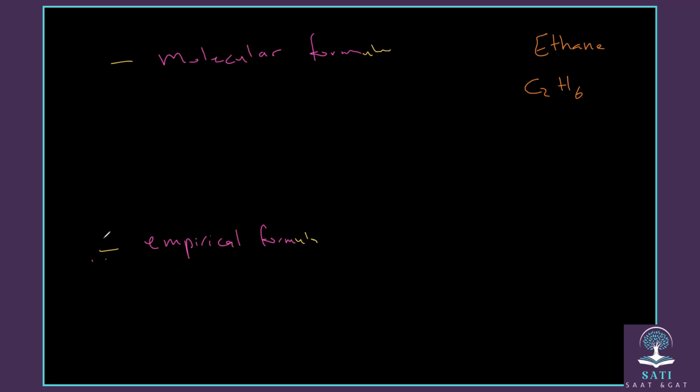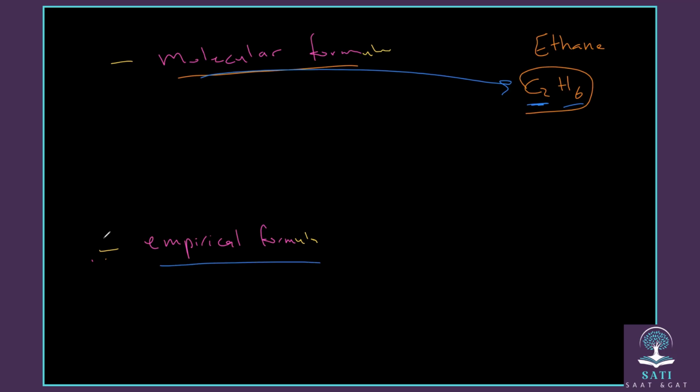So what does this represent? It represents the molecular formula. Why? Because it gives us exactly the number of carbon atoms and the number of hydrogen atoms as they are in the compound. So this is called the molecular formula. Molecular formula for any compound gives you the real number of atoms for each element in that compound. Okay, what about empirical formula?